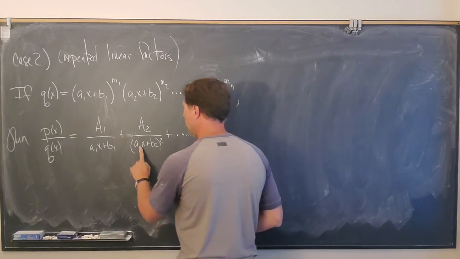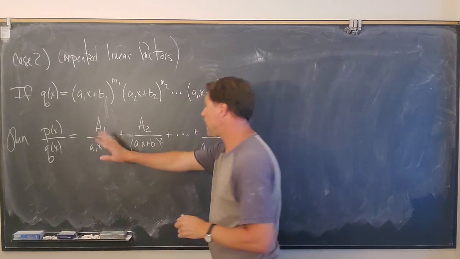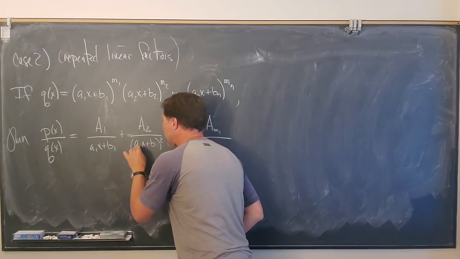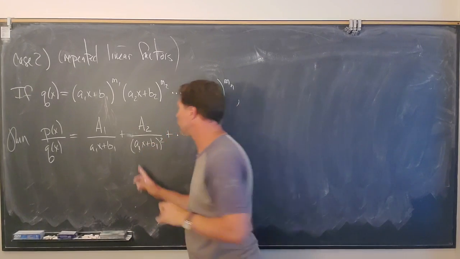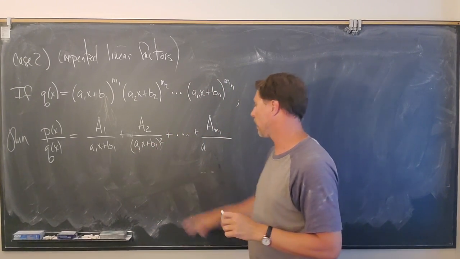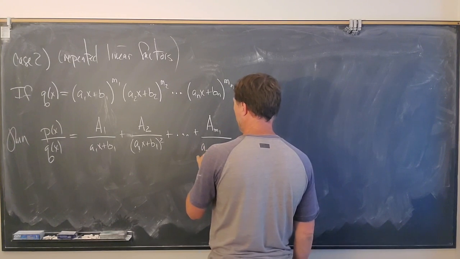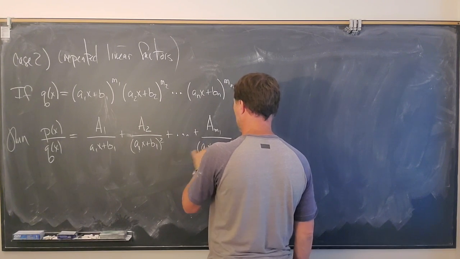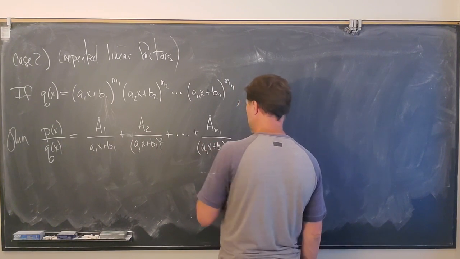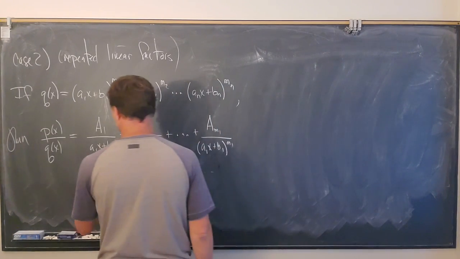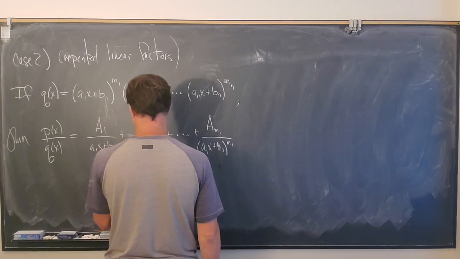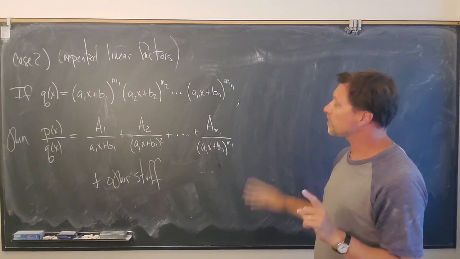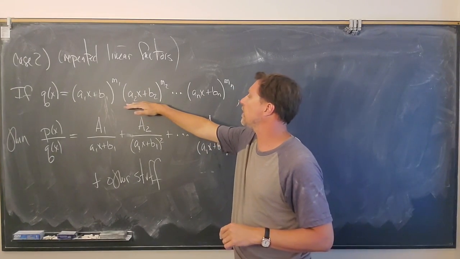I made a mistake right here. Sorry, everybody, make sure you pay attention here. So I have constants in the numerator, and I want the bottom factor right here to be the same all the way through. So that should have been a1x plus b1. And then this last factor will be a1x plus b1 raised to the m1, plus other stuff, where the other stuff corresponds to the factorization of the other pieces.